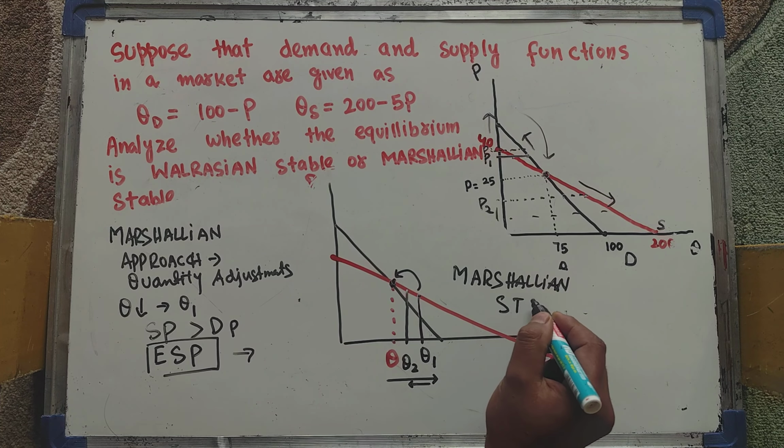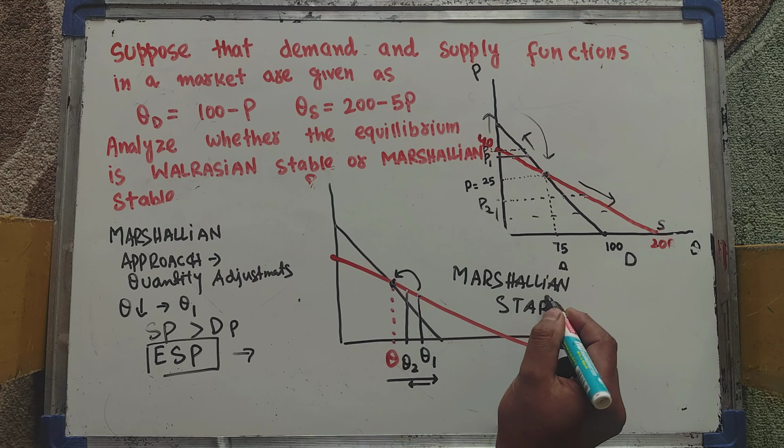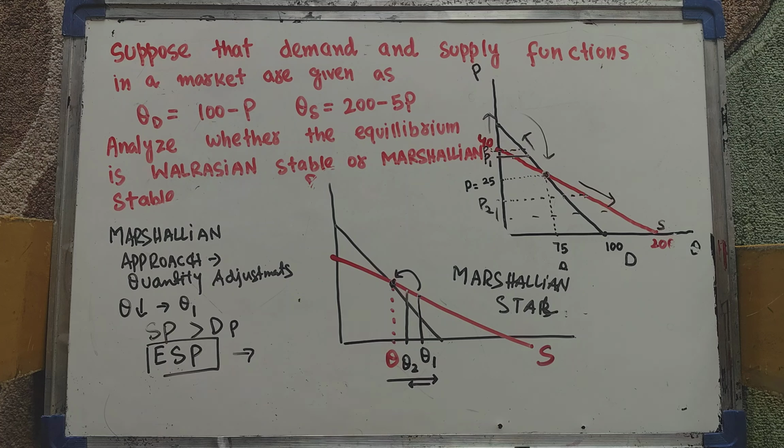Actually I have covered the stability conditions in case of Walrasian and Marshallian in detail. You can check out that video also, but this was only to explain this numerical here.